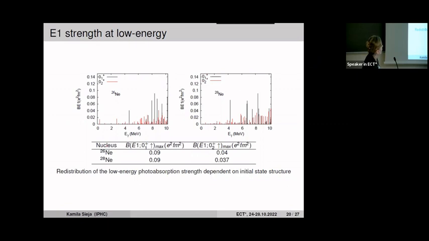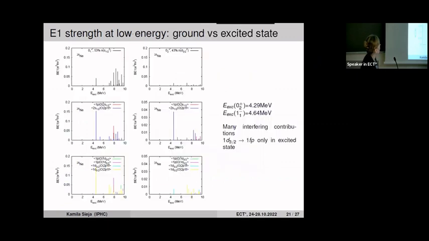So clearly there is some redistribution of low energy strength that depends on the initial state structure. But why this redistribution is taking place is more tricky. To understand that, we have to look at what these states are. So neon 26 is a nucleus that has 2 particles in the S1/2 orbit.